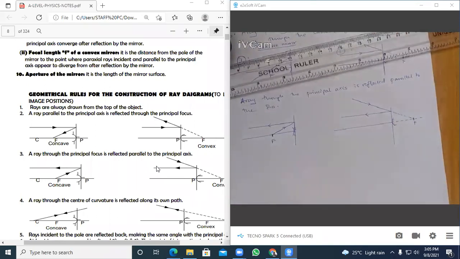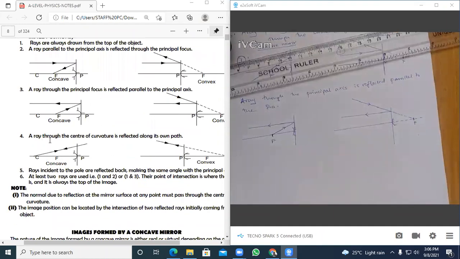So these things are easy, just a matter of knowing how to do them. But if you don't know how to do them, please, you have to practice and try to draw them. Okay, and this is now the last one here, which I want to talk about. A ray through the center of curvature is reflected along its own path.